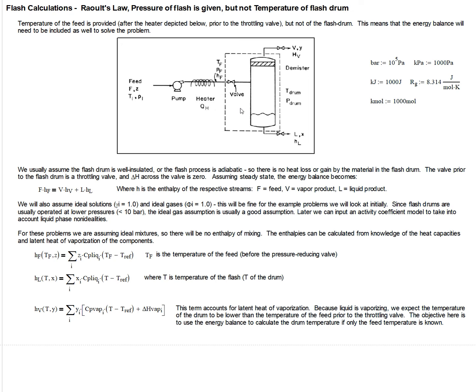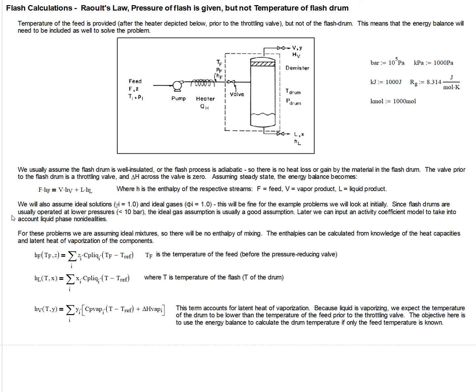And then if we are assuming that this is operating in steady state, the energy balance becomes the feed flow rate times the enthalpy of the feed is equal to the output, which is the vapor flow rate times the enthalpy of the vapor plus the liquid flow rate times the enthalpy of the liquid.